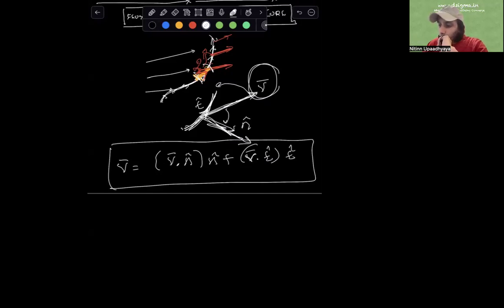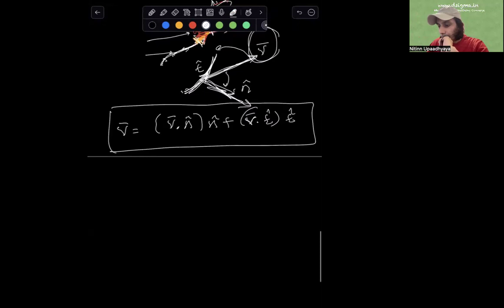And now as you move along this path, notice that the normal vector and the tangent vector keep changing directions, and so does the velocity field. So essentially what we're saying is that at each point, as you move along this path, you can take the projection of the velocity field along the normal and the tangent, which are locally defined at different points along the path.